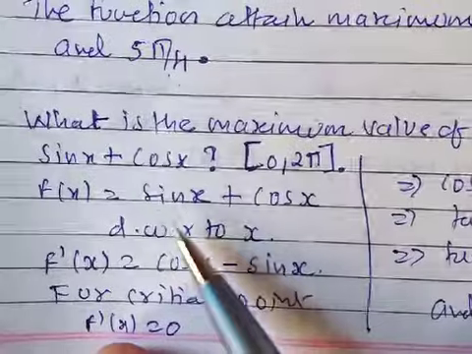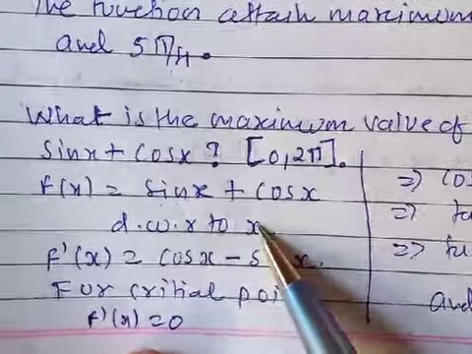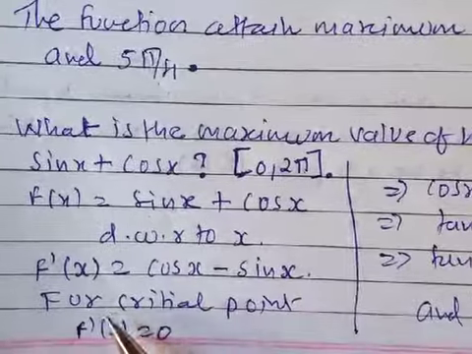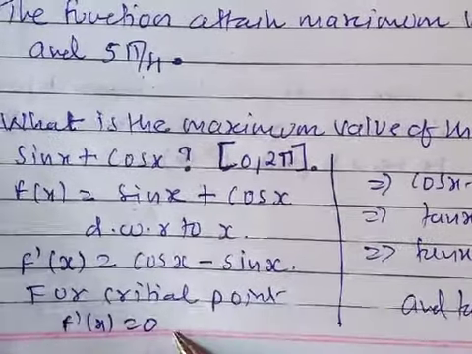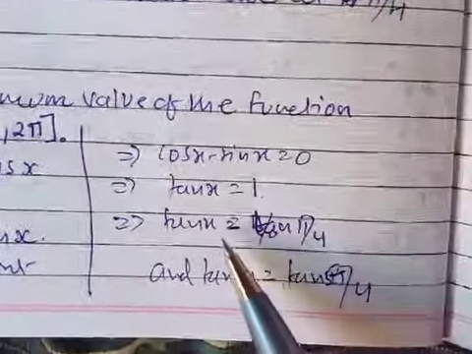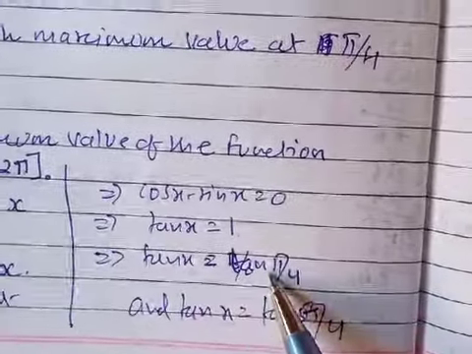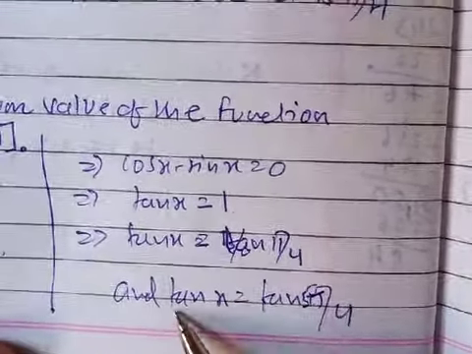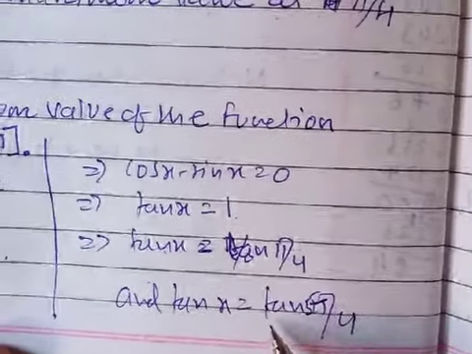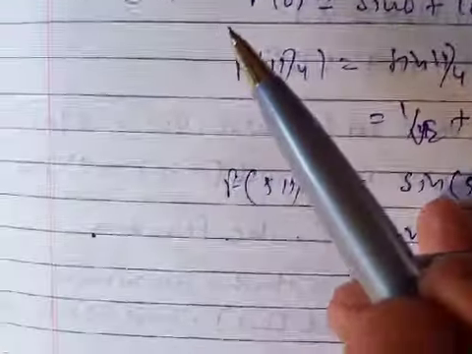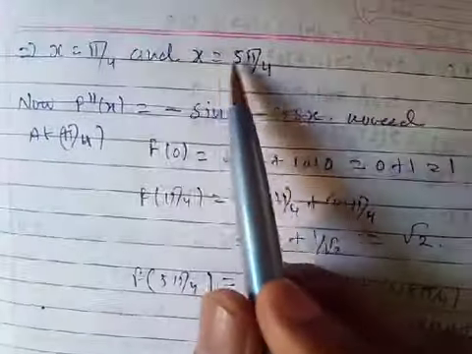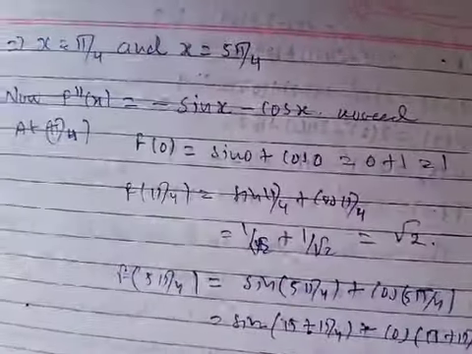So f(x) is equal to sin x plus cos x. Derivative with respect to x, f dash of x is equal to cos x minus sin x. For critical point, f dash of x is equal to 0, therefore tan x is equal to 1, tan x is equal to 1, x is equal to pi by 4. And tan x can also be 1 at 5 pi by 4. So we can get x is equal to pi by 4 and x is equal to 5 pi by 4.